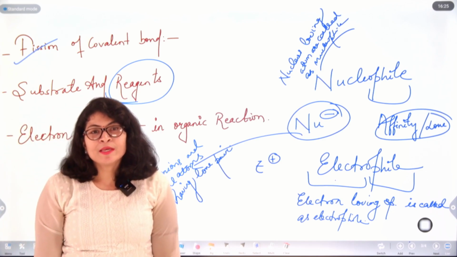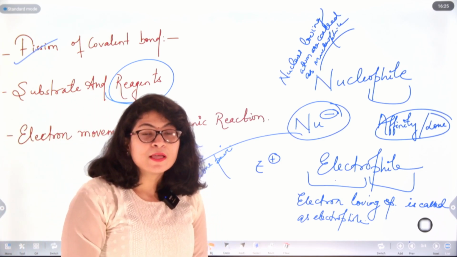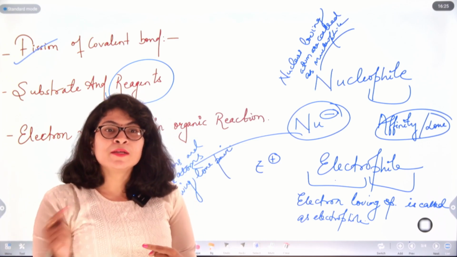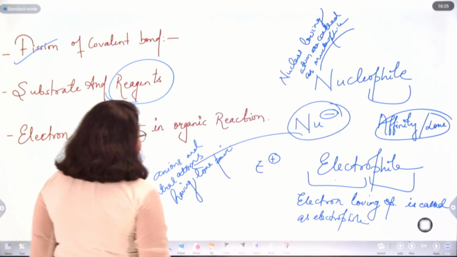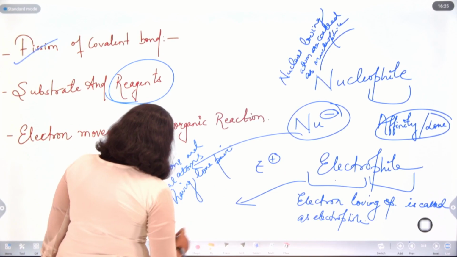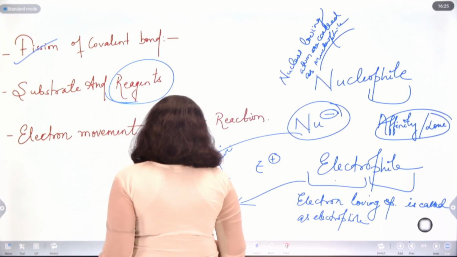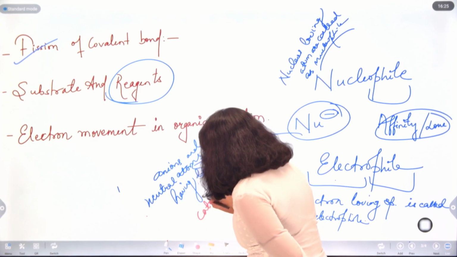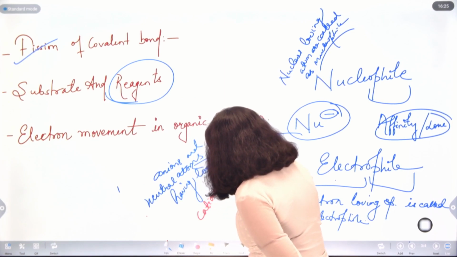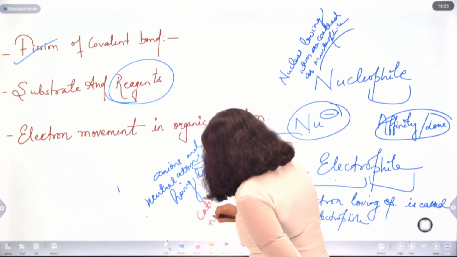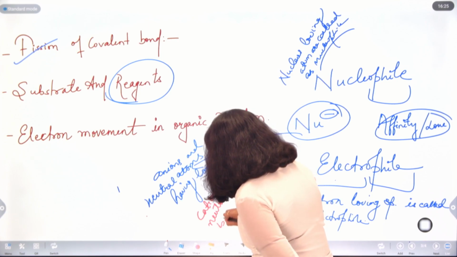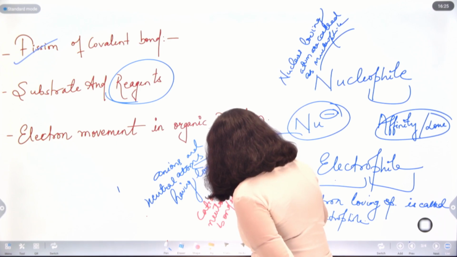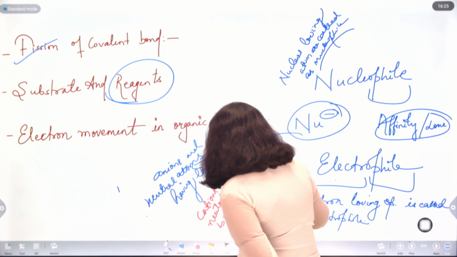Okay, and if I say electrophile, then cations and those atoms which are bonded to a highly electronegative atom. Let us write the definition first. Cations and those neutral atoms that are bonded to a more electronegative atom.